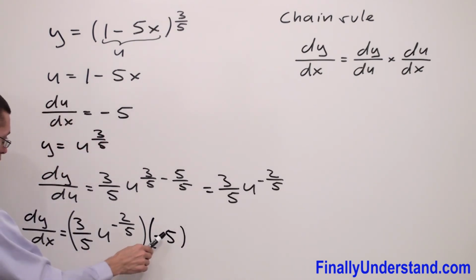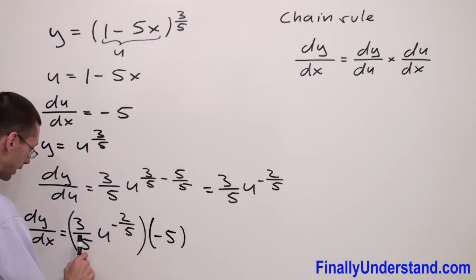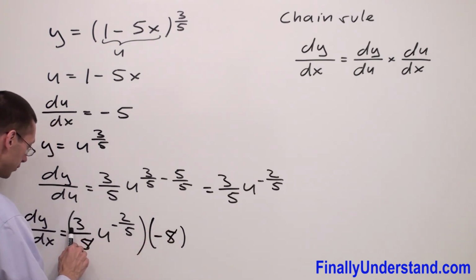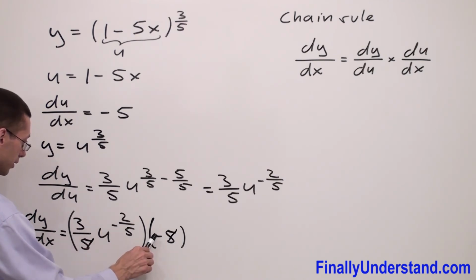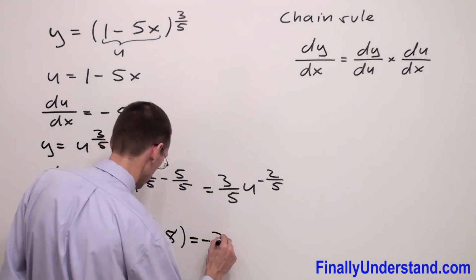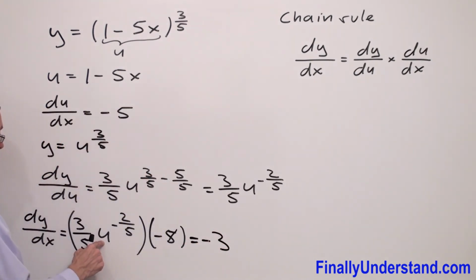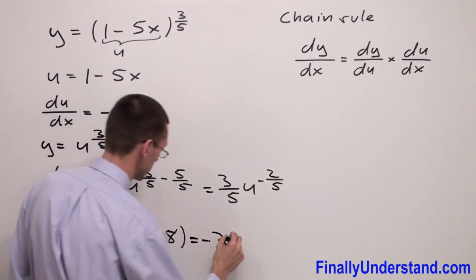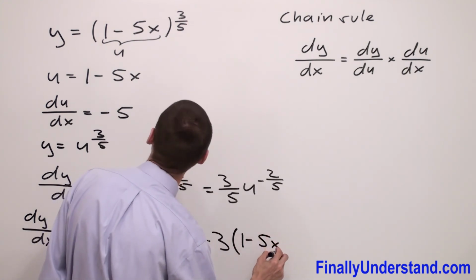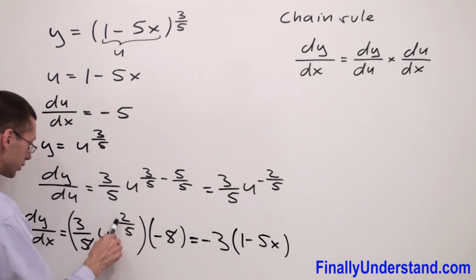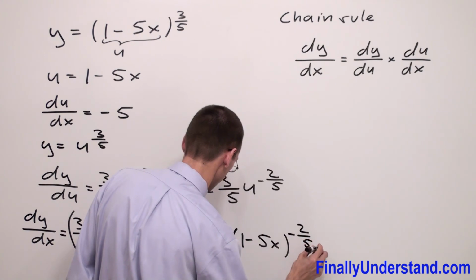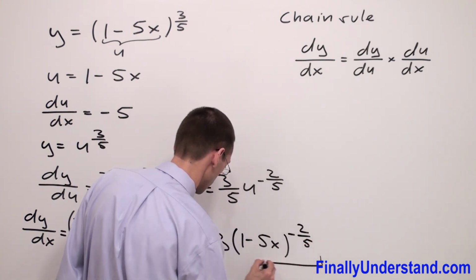Okay, please notice that we have multiplication, so this 5 and this 5 will cancel out. Okay, and then I'm going to have positive, invisible positive times negative, so my answer is going to be negative. So I have negative 3, and instead of u, I'm going to write again the content of the parentheses. So I have 1 minus 5x, and I'm supposed to copy down this power, negative 2/5. Okay, and this is the solution to my problem.